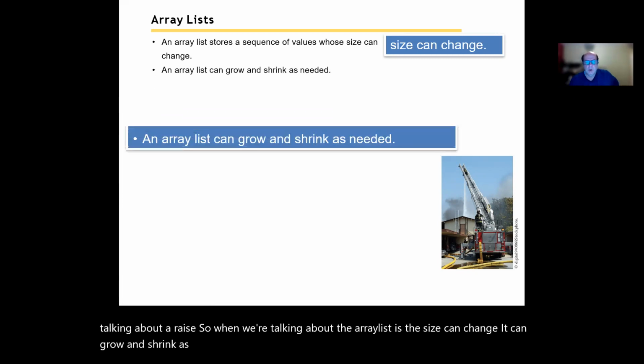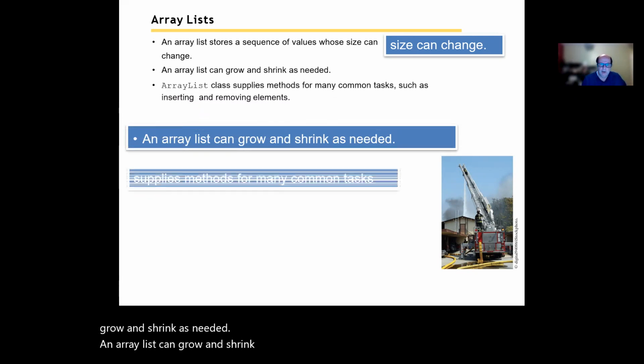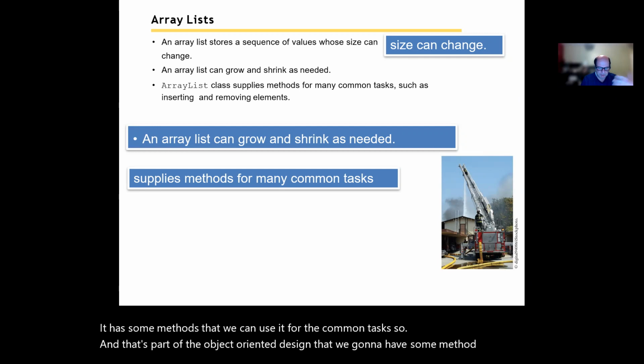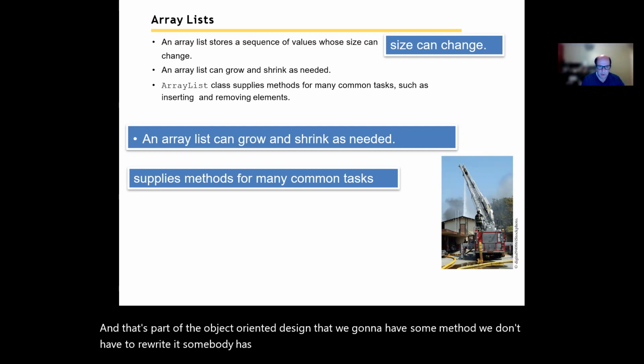An ArrayList can grow and shrink as needed. It has some methods that we can use for the common tasks. That's part of the object-oriented design: we're going to have some methods, and we don't have to rewrite them. Somebody has written them, and we're going to be using them.